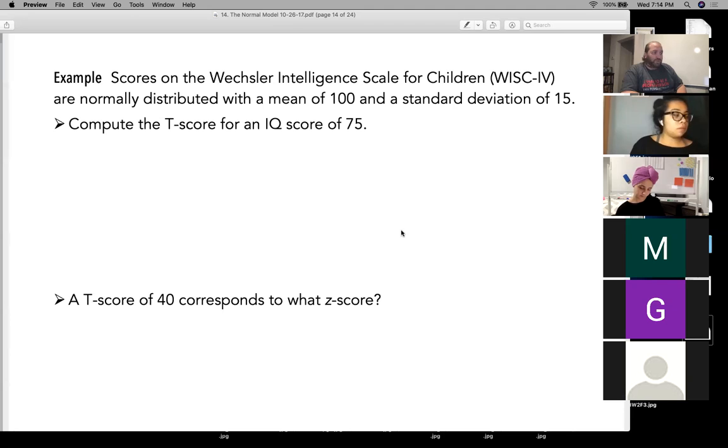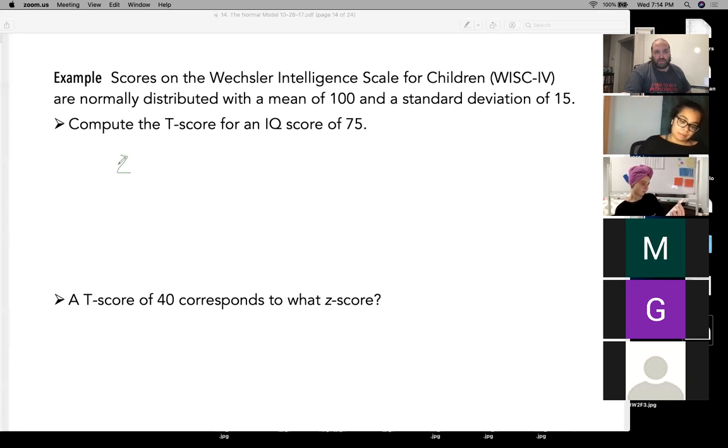So what's the first thing we must do to compute the t-score for an IQ score of 75? We first must compute the z-score for a score of 75. So how do I compute the z-score? Well, we have a formula for that. Anyone remember what the formula for the z-score was? Z equals our raw data, which in our case is what? What's our raw data here?